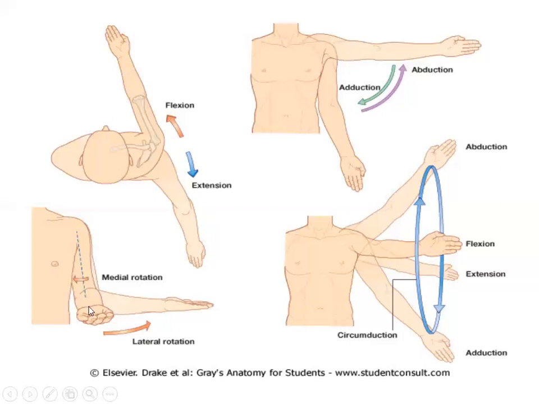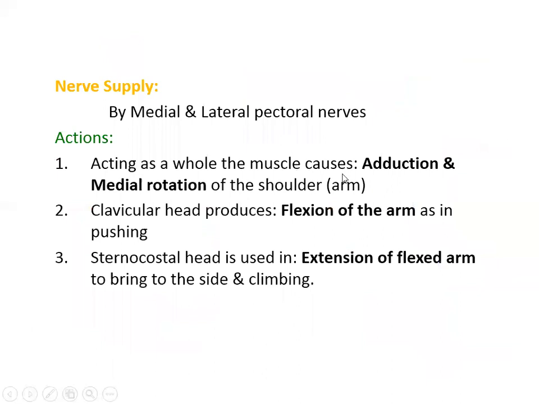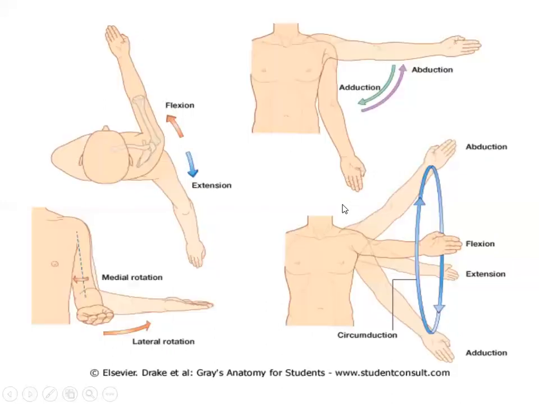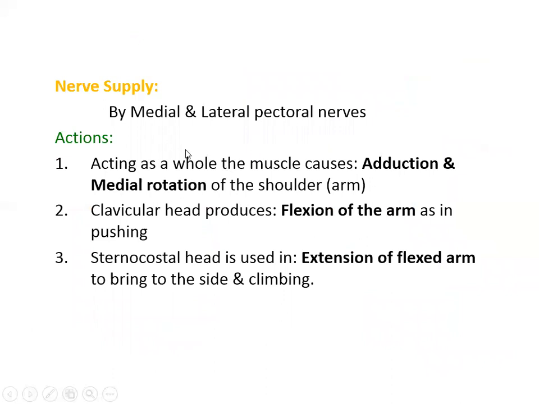Adduction and medial rotation are done by the whole muscle when it contracts. The clavicular head helps in the flexion of the arm, which you saw. This is the flexion, which is done especially by the fibers coming from the clavicular head. The sternocostal head is used in the extension of the flexed arm to bring it to the side, and as in case of climbing.